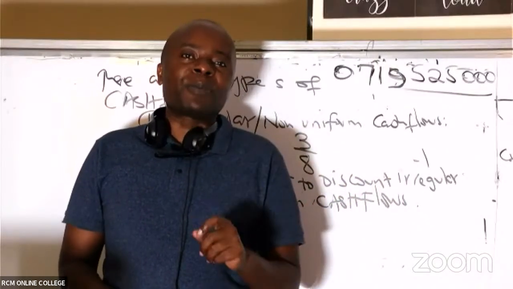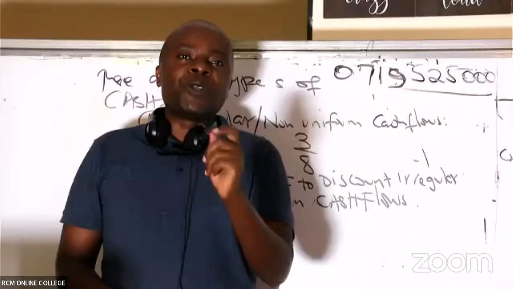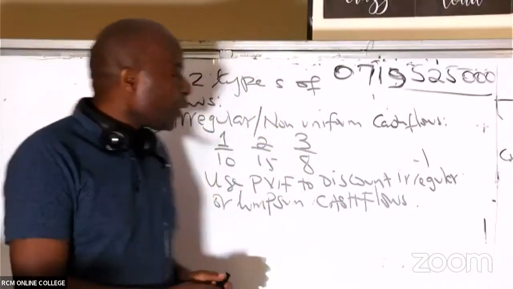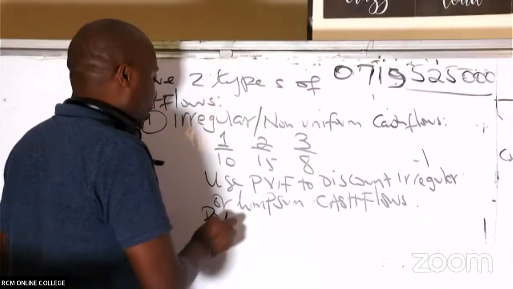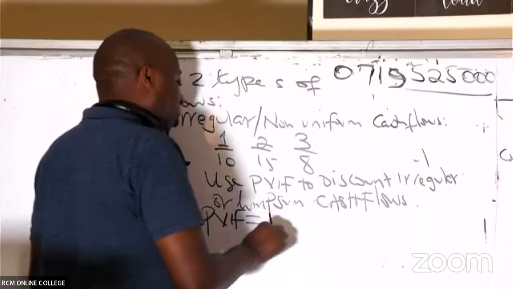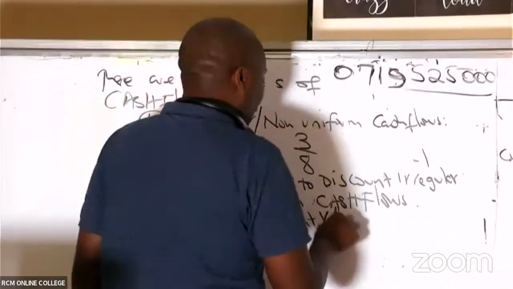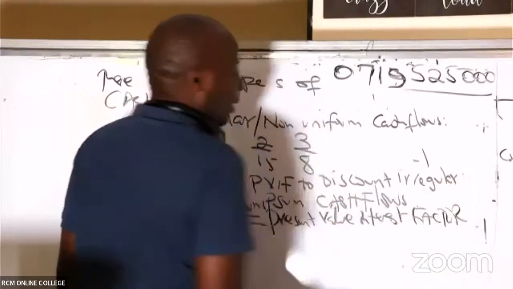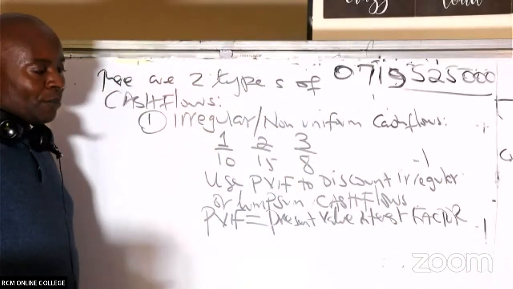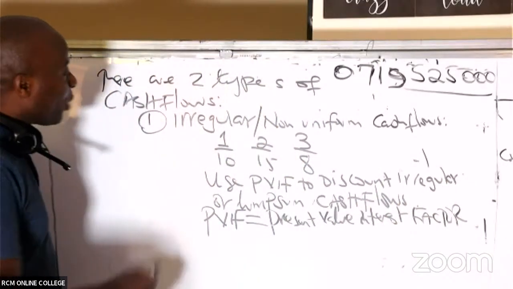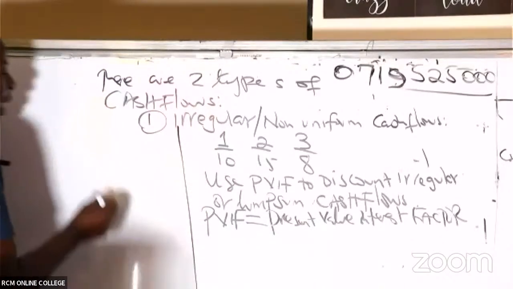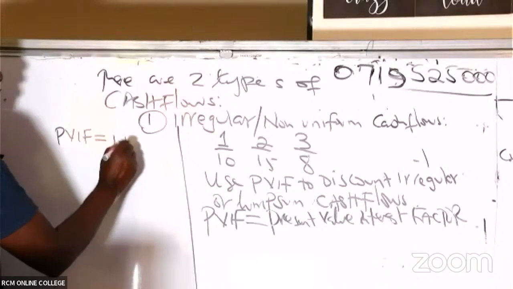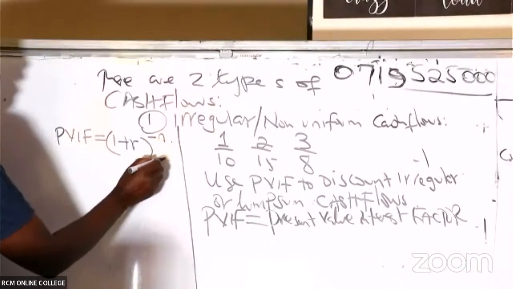So whenever you hear of lump sums, you shall always use what we call PVF to discount irregular or lump sum cash flows. This PVF that some of you could be hearing today for the very first time is what we call the present value interest factor. For us to be able to get this PVF, I would want you to write down the formula: PVF is 1 plus r raised to negative n.